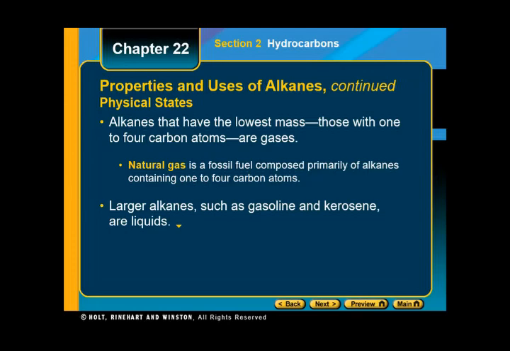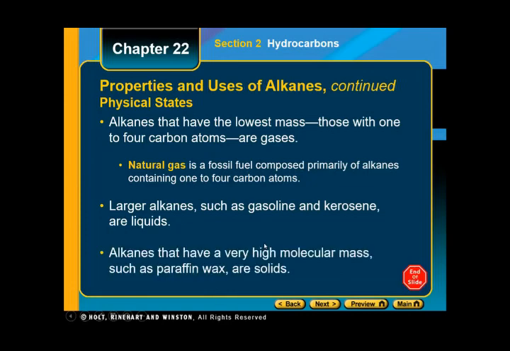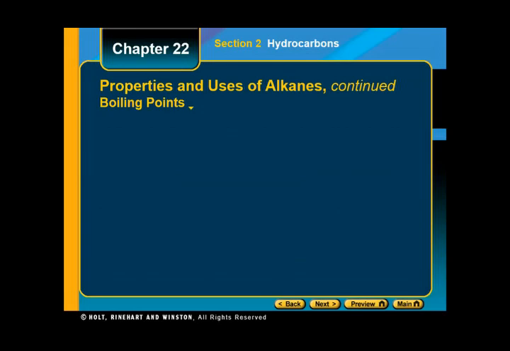Larger alkanes, such as gasoline and kerosene, are liquids. So gasoline and kerosene are liquids because they have more than 4 carbon atoms. If you have a high molecular mass, a high number of carbon atoms, it will be a solid like paraffin wax. So the physical state depends on the number of carbon atoms in alkanes.